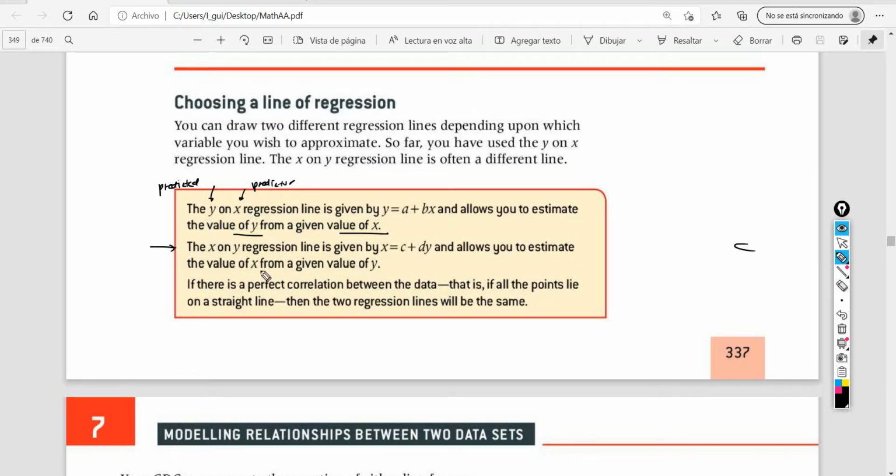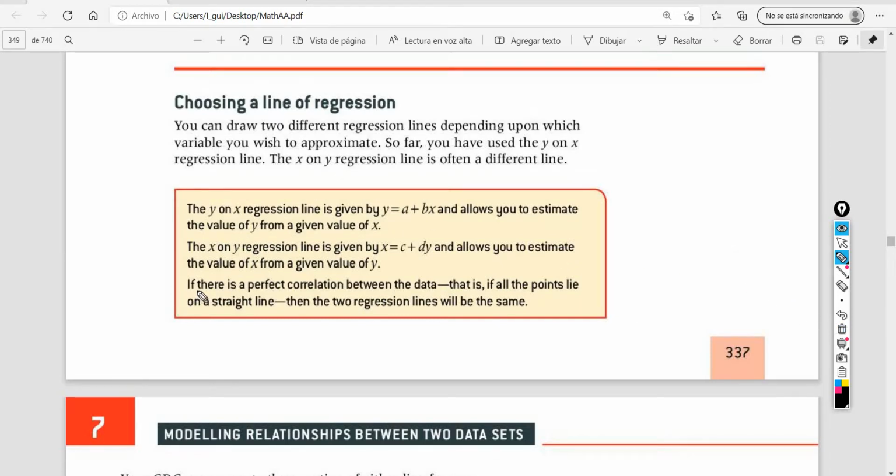Okay, and pretty much the same idea when you talk about the x on y regression line. It allows you to estimate the value of x from a given value of y. So it's basically the same idea, but in this case, the roles are changed. This is now the predicted variable, and this is the predictor variable. So let's see how this works in a problem.